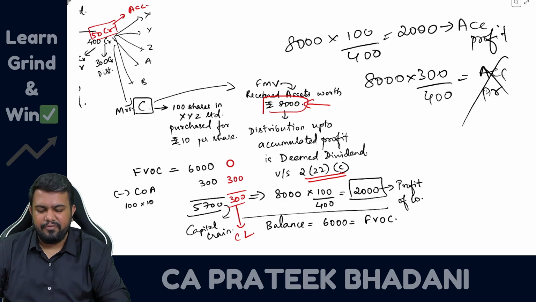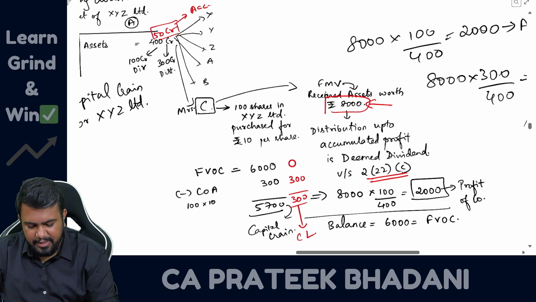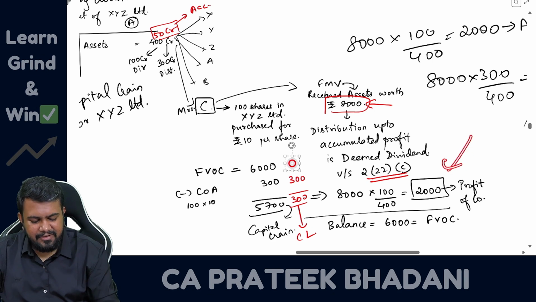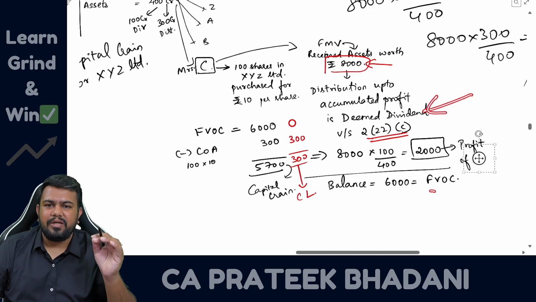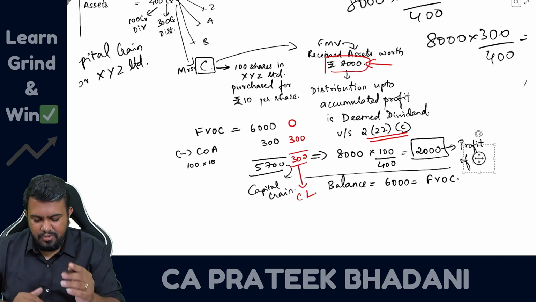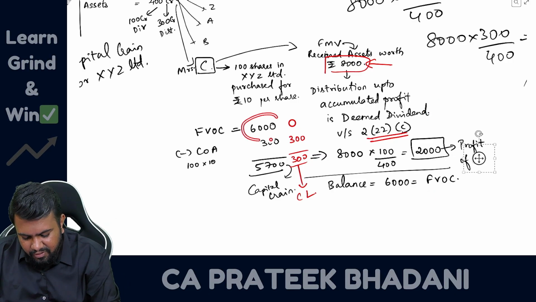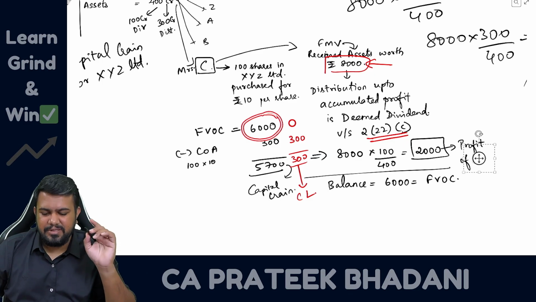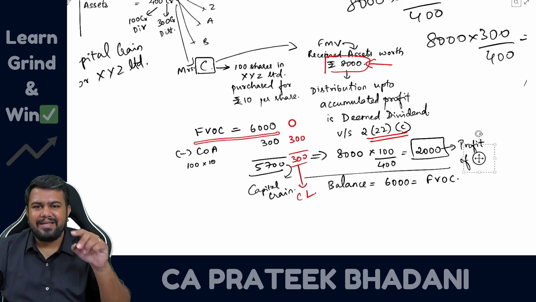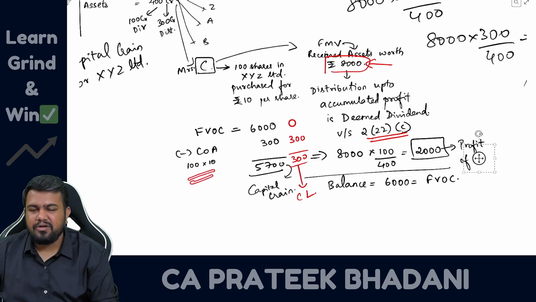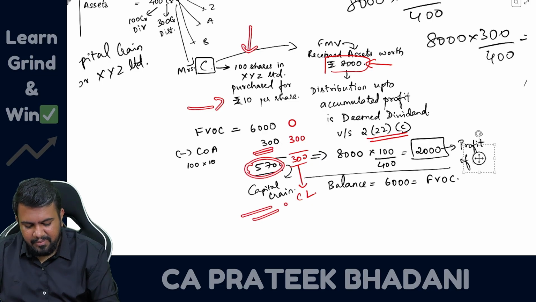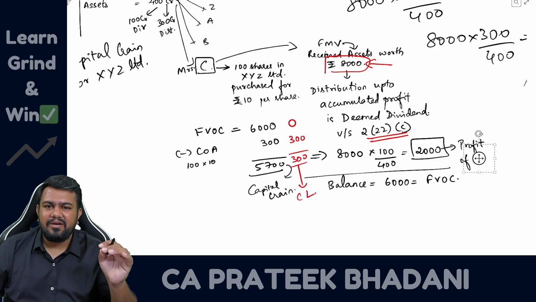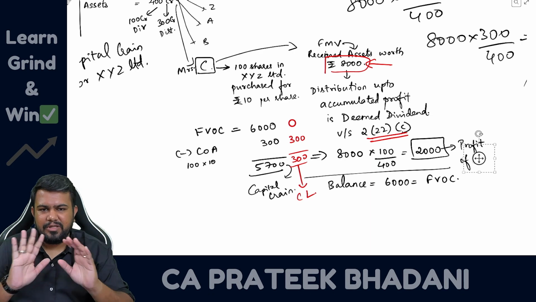So whatever amount has come from accumulated profit, that much amount is deemed as dividend and it will be taxable under income from other sources under section 2 clause 22C. Whatever is the balance amount will be considered as full value of consideration for capital gain purposes. So here the full value of consideration will be taken as 6,000 and you can reduce the cost of acquisition. Her cost of acquisition was 100 shares at 10 rupees per share, which is 300. Hence 5,700 will be capital gain. So, are you clear?